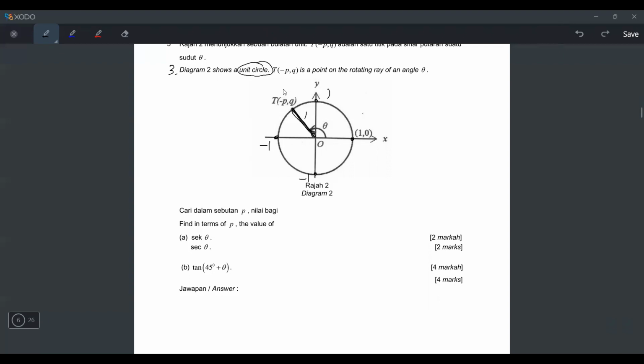And one more thing you can do is write the CS here. The CS here means what? Cos theta equals -p. Sine theta equals q. That's what it means. Okay.